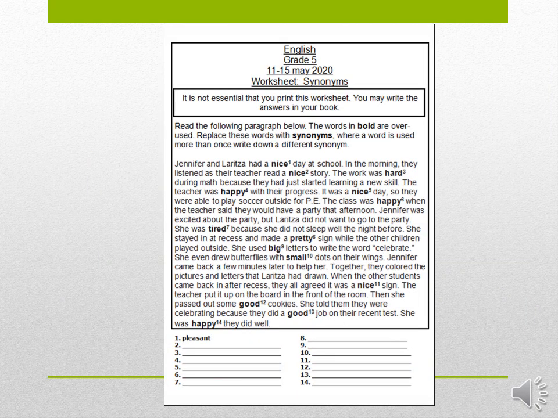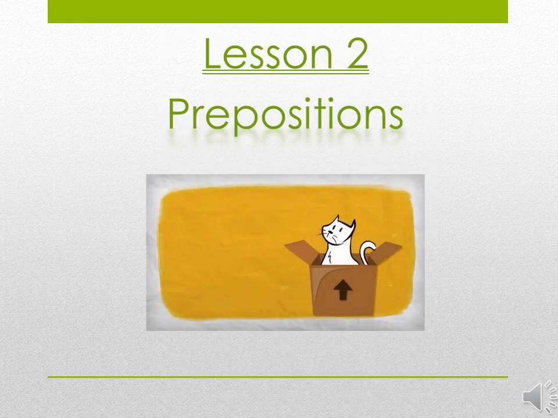Read the following paragraph below. The words in bold are overused. Replace these words with synonyms. Where a word is used more than once, write down a different synonym. At number 1, the synonym for nice, pleasant, is already given. At number 2, you will see that nice is bold again. So now here you need to write a different synonym for the word nice.